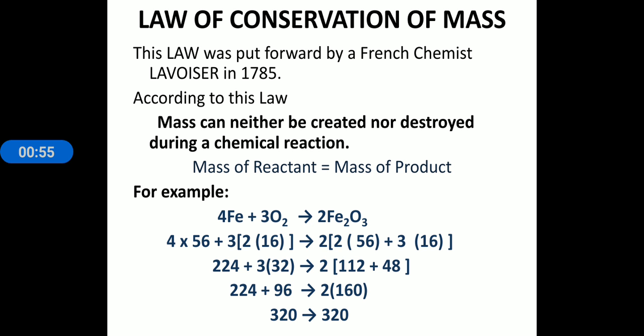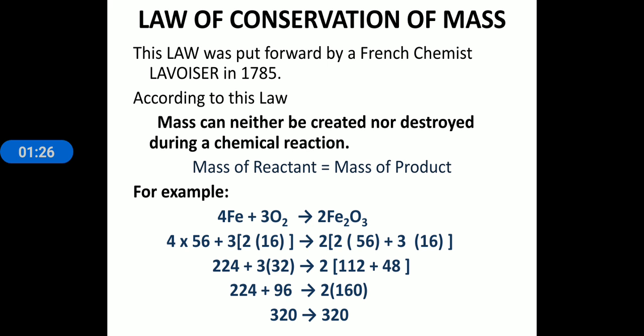For example, when iron reacts with oxygen, it forms iron oxide. Iron and oxygen are elements. However, when they react with each other, they form a compound, iron oxide. Dear student, to calculate the mass of the substances, we put the mass in the chemical equation. When iron reacts with oxygen, it forms iron oxide.